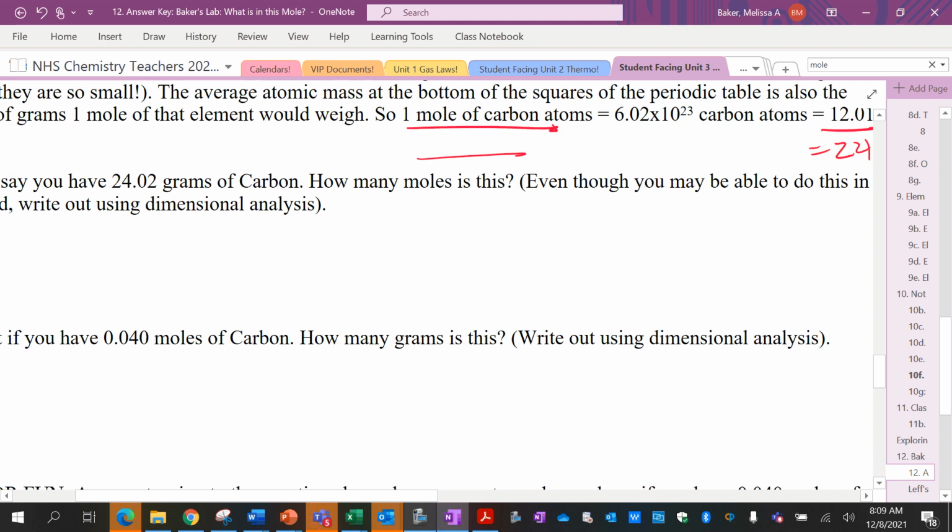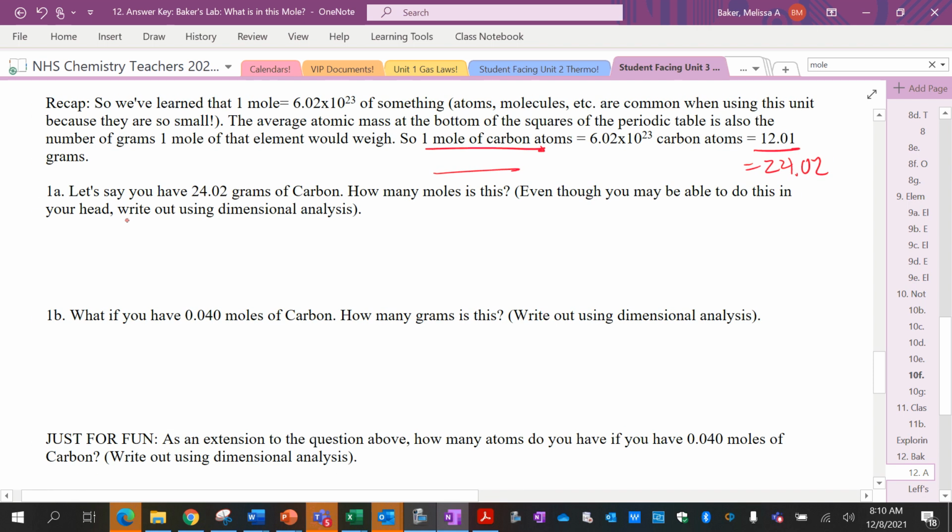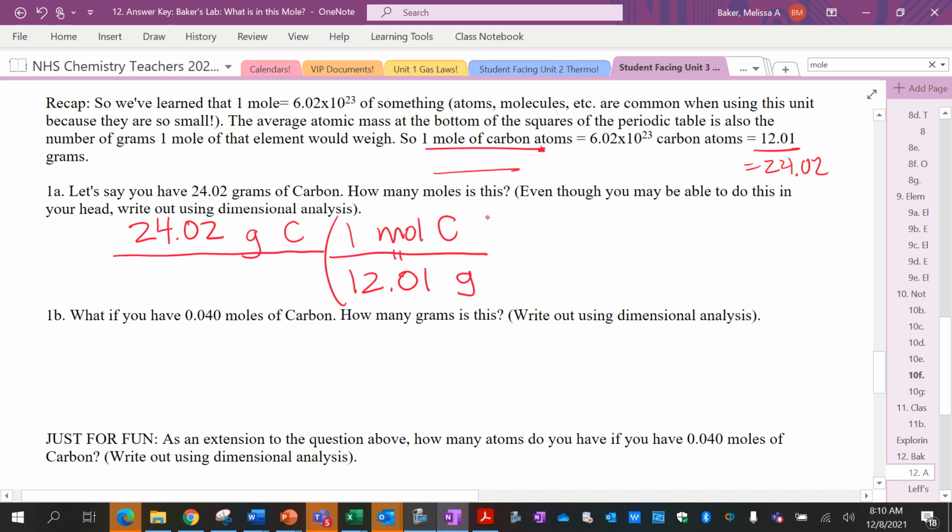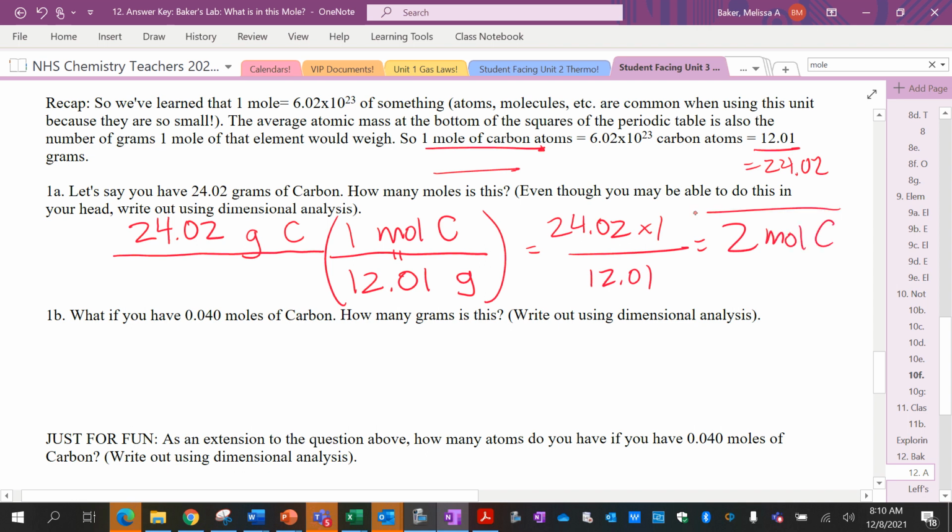Okay, so I can do this in my head. It's 2, but it says it wants us to use dimensional analysis. So, okay, 24.02 grams of carbon. We know that 1 mole of carbon is equal to 12.01 grams. Now we multiply across the top and divide by the bottom. So 24.02 times 1 divided by 12.01, that's 2 moles carbon.